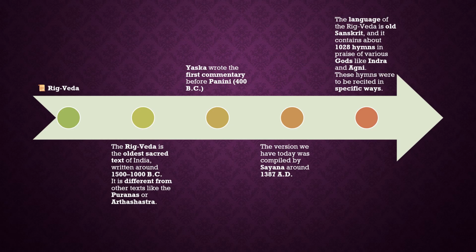So what are the important points you have to include? Rig Veda is the holy text of India. It was written around 1500 to 1000 BC. Yaska explained the Vedas first. Then today's version which we use was compiled by Sayana. The language of the Rig Veda is Sanskrit, and it contains 1028 hymns praising gods like Indra and Agni. These are the important points.